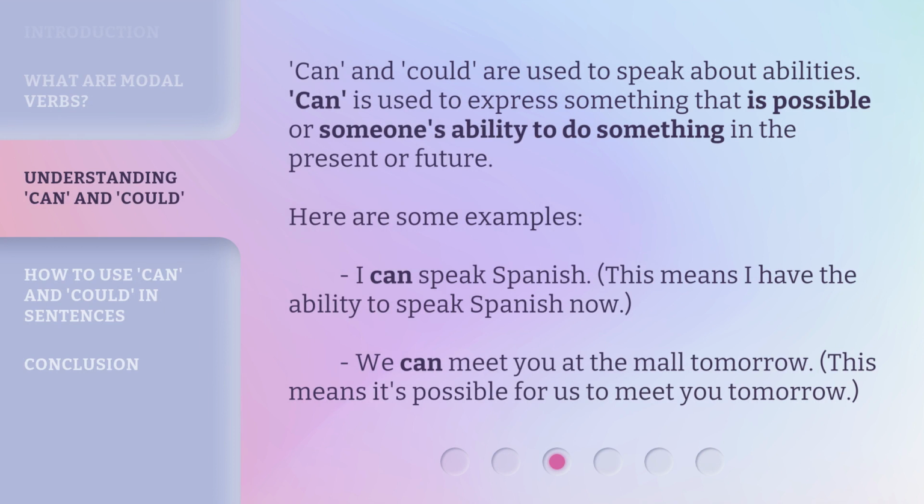Can and could are used to speak about abilities. Can is used to express something that is possible or someone's ability to do something in the present or future. Here are some examples. I can speak Spanish. This means I have the ability to speak Spanish now. We can meet you at the mall tomorrow. This means it's possible for us to meet you tomorrow.